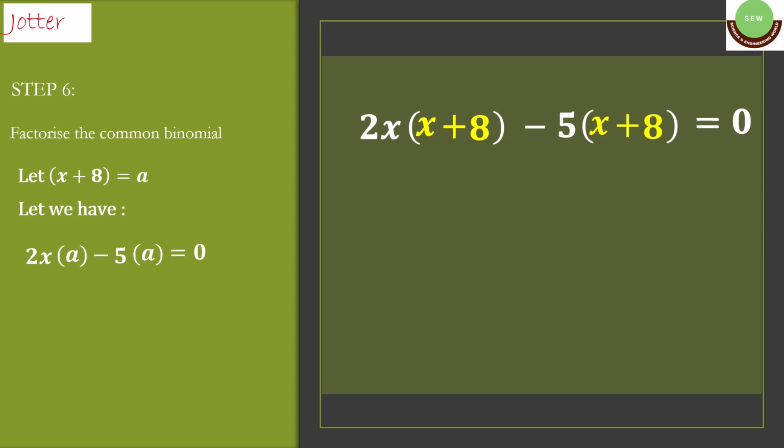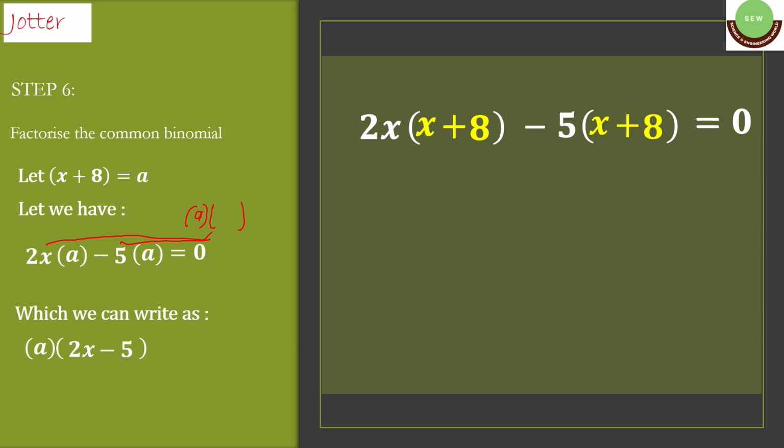Since we have a and a here, we can bring it out. So we have a, and then we combine the two outside values as they are. And that will give us a into the outside value, 2x minus 5.